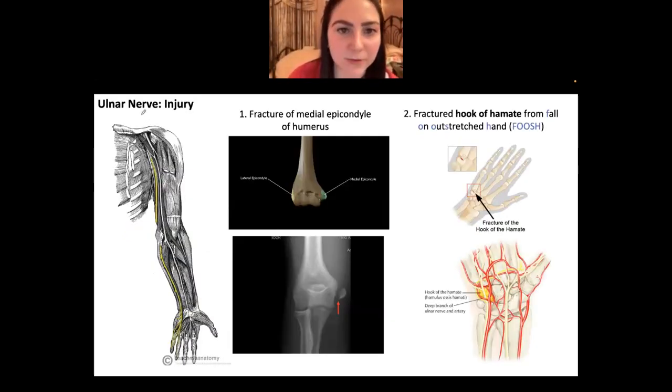So how do we get an ulnar nerve injury? The first thing, so this is how the ulnar nerve runs. It pretty much stays close to the inside of the body the whole way down. It just doesn't really do anything fancy.